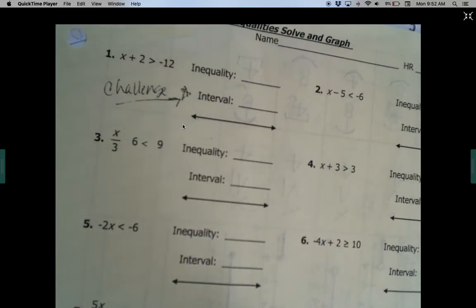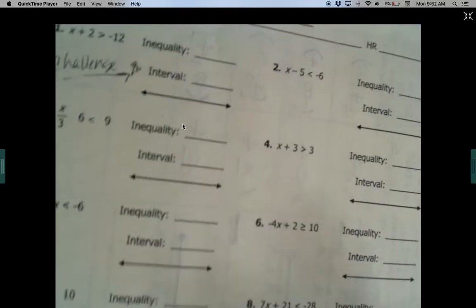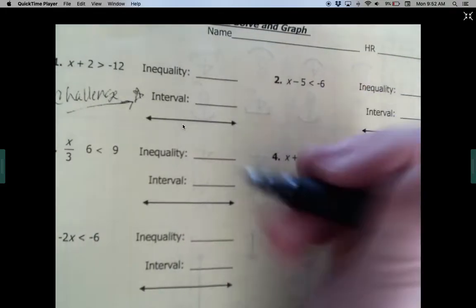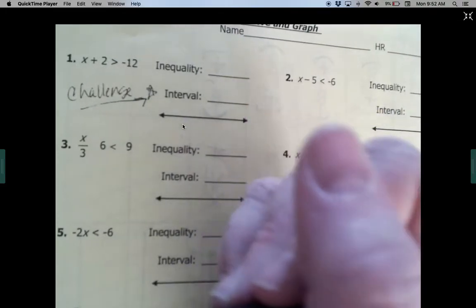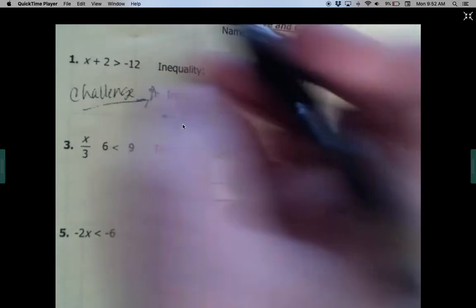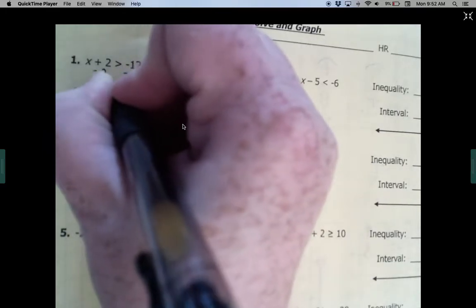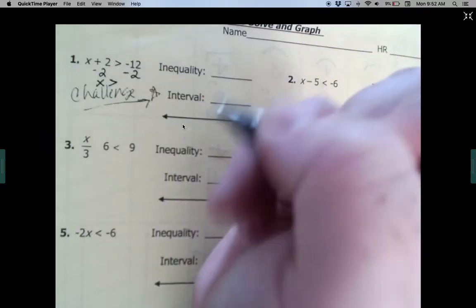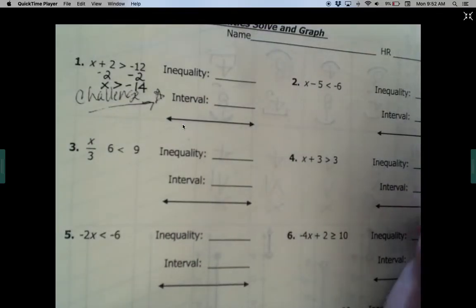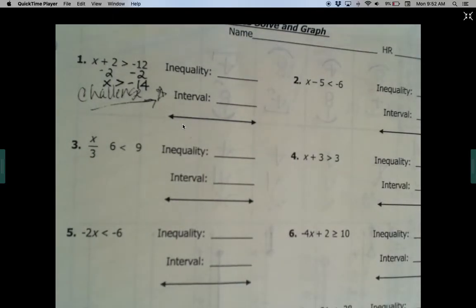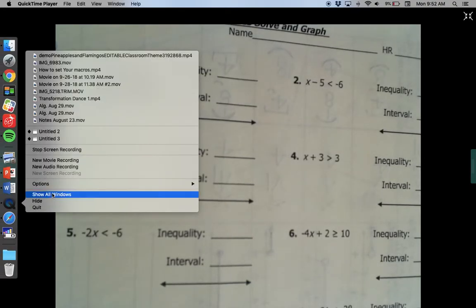Actually, we're going to do some of them together. Sorry. Let's do a couple together. All right, let's do number 1 together. How would I get the X by itself? Subtract 2. So X is going to be greater than negative 14. I don't know why I put this on the back of it. Oh, I know why. Because this is what we're going to do on Wednesday. Okay, so you don't need to solve these. What I do want you to do, sorry, I got ahead of myself. You don't need to solve them.